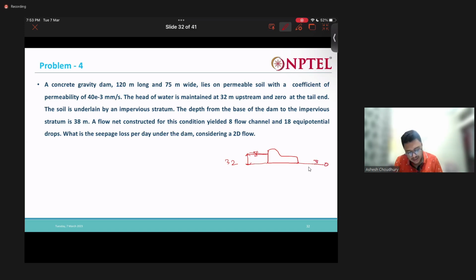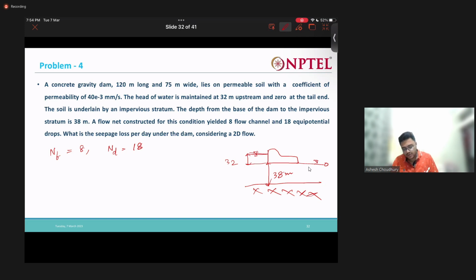The soil is underlain by impermeable stratum. The depth from the base of the dam to the impermeable stratum is 38 meters. A flow net is constructed for this condition, yielded 8 flow channels and 18 equipotential drops. So number of flow channels NF is equal to 8 and my number of equipotential drops ND is given as 18. I need to find out what is the seepage loss per day under the dam considering a 2D flow.